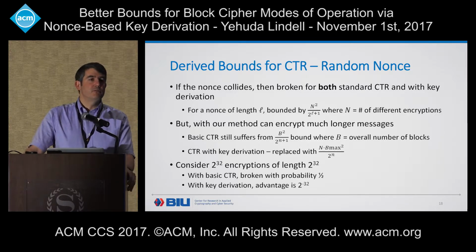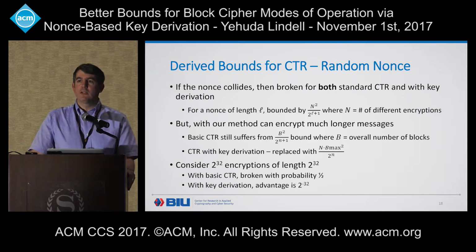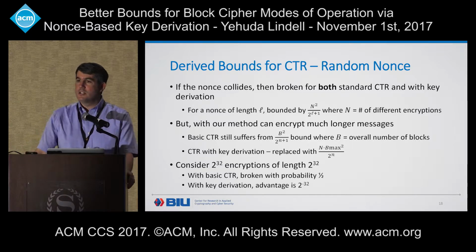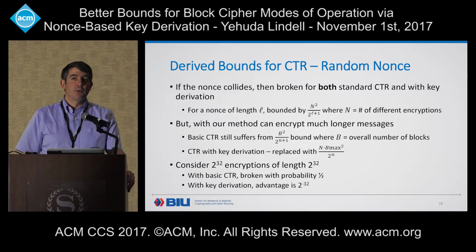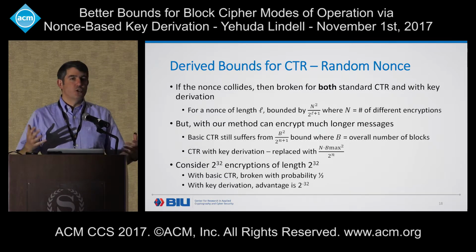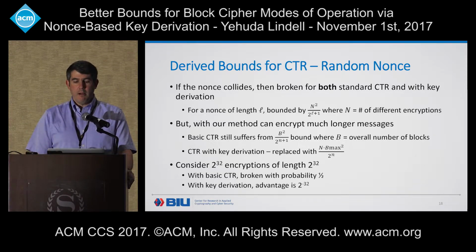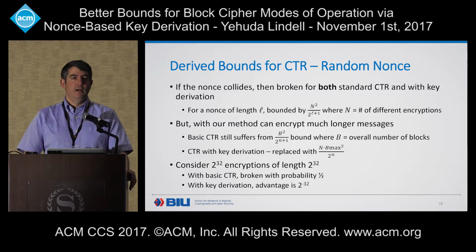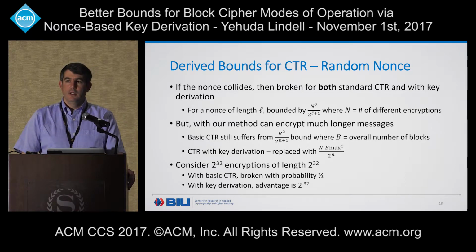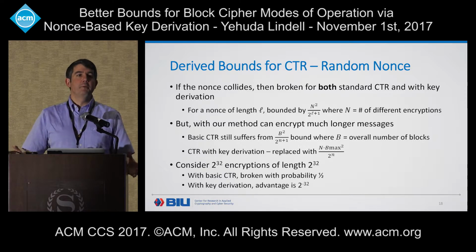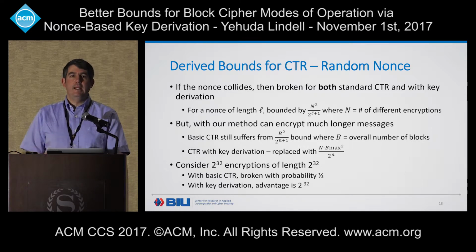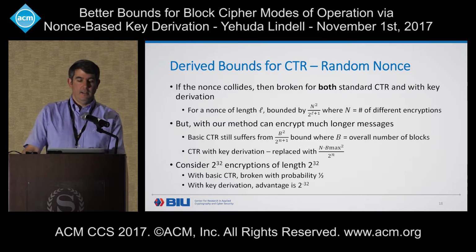So what about encrypting 2^32 messages, each of length 2^32? These are now very long messages. Basic Counter mode is broken with probability 1/2, because again, you're at 2^64 blocks. But our method still has an advantage of at most 2^-32. So with a random nonce, you can still encrypt much longer messages, and you're gaining in that sense with our method.